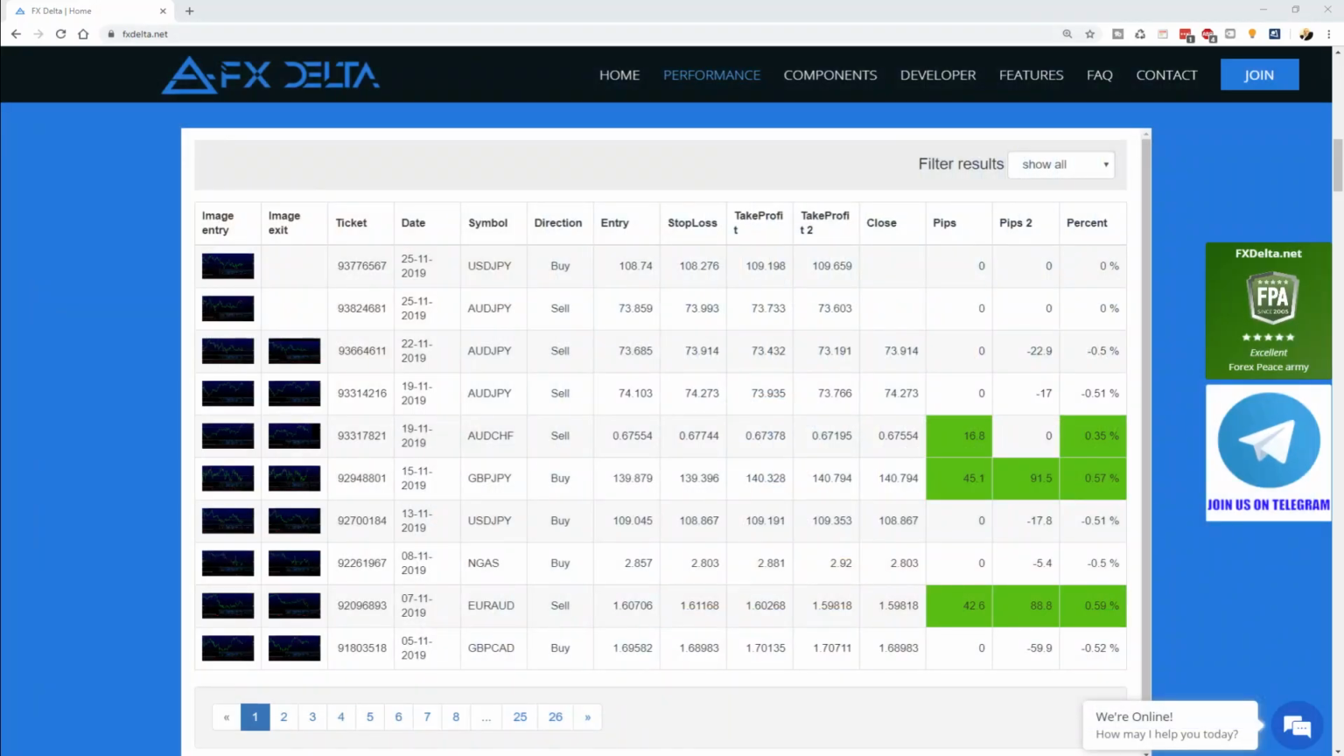Now let's go back to the performance page. This is the website fxdelta.net. Under performance you see this table here, and inside the table of course you have the screenshots of exits and entries. You have the dates, symbol pairs, etc., all the information that you need. Our focus of course falls on the screenshots, but that's for you to also see if you need any of the other details to check.